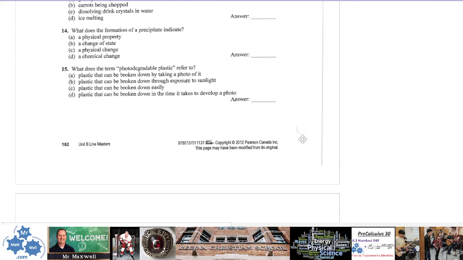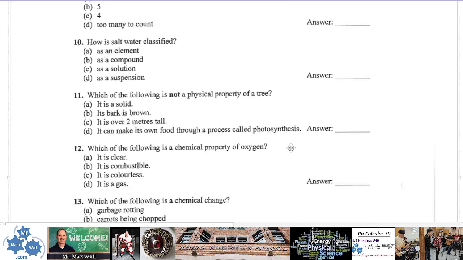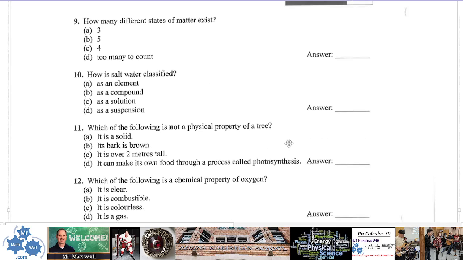Okay, as we move on, number 9, how many different states of matter exist? 4. We've talked about solid, liquid, gas, and plasma. So the answer here is C. How is salt water classified? Element, compound, solution, or suspension? Who votes for solution? You are correct. Salt water is a solution.